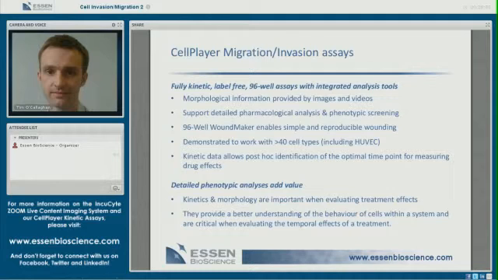So I hope that I've convinced you that detailed phenotypic analyses add value, and that kinetics and morphology are important when evaluating treatment effects, as they provide a better understanding of the behavior of cells within a system and are critical when evaluating the temporal effects of a treatment. I'd now like to move on and show how independent labs are using these assays in models of epithelial to mesenchymal transition, and also neurogenesis, and in models of angiogenesis.